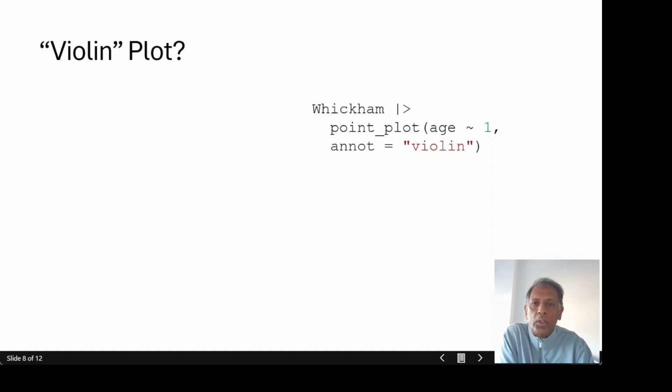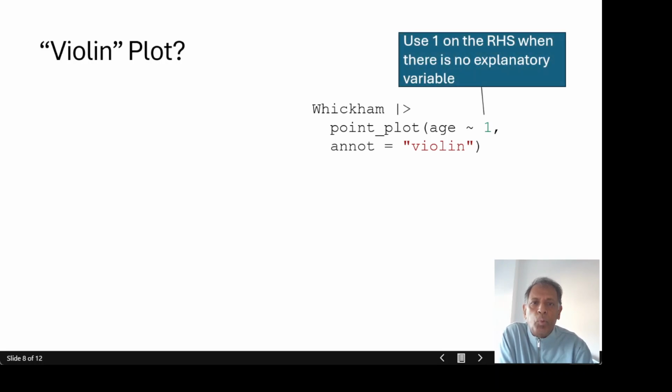Okay, why do we call it the violin plot? Well, a different plot makes it even clearer why this is called a violin plot. So here we are taking a data set which is called the Wickham data set. Okay, and here we are saying we want the violin plot of just the variable age. Okay, that's the only variable we are concerned about. We are not concerned about any other variable.